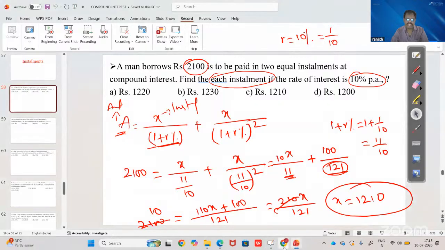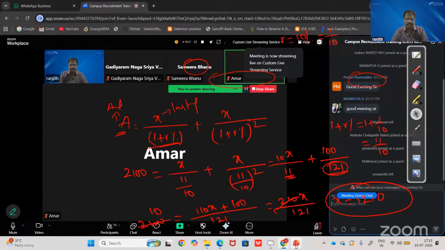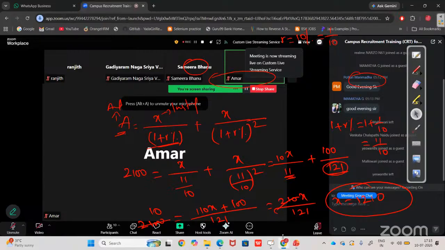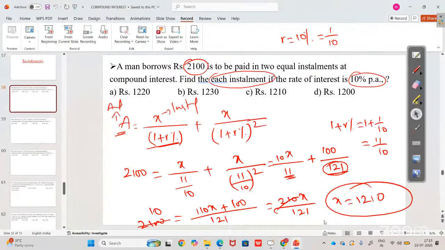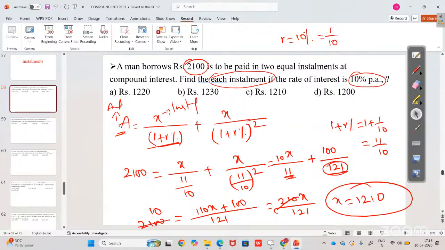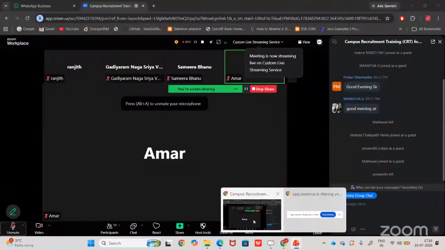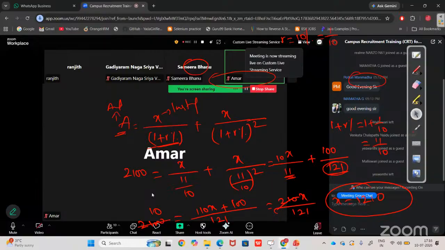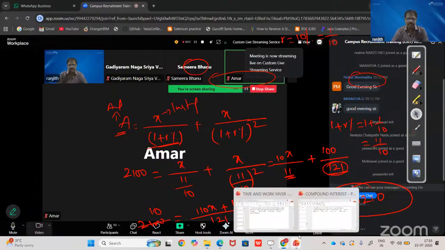By using the formula, this is the method we need to follow. Next question.